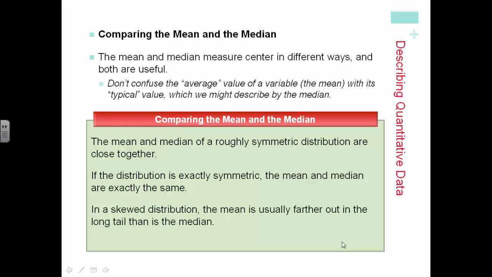We'll use mean and median throughout the course for different reasons. The mean and median, if they are a roughly symmetric distribution, are going to be close together. They will be exactly the same value if the distribution is exactly symmetric. And if we have a skewed distribution, the mean is usually further out in the tail than the median.